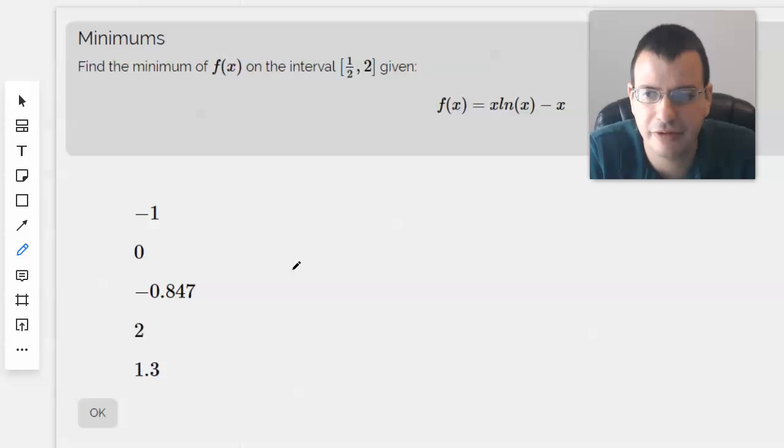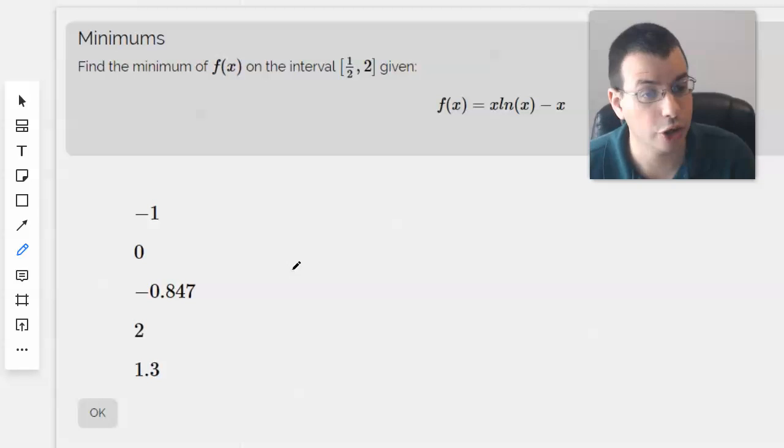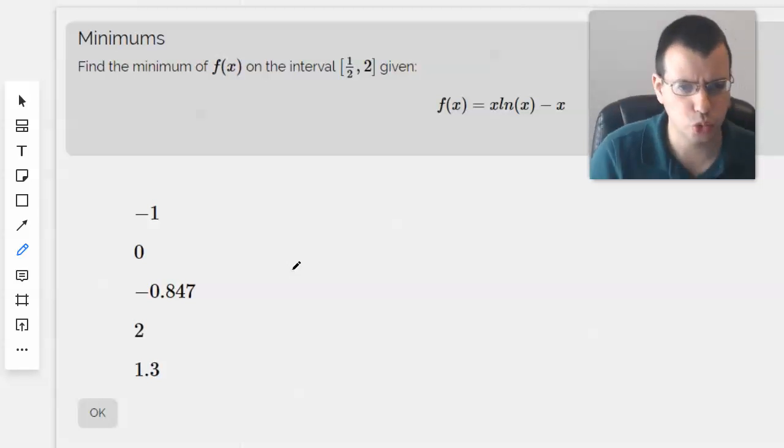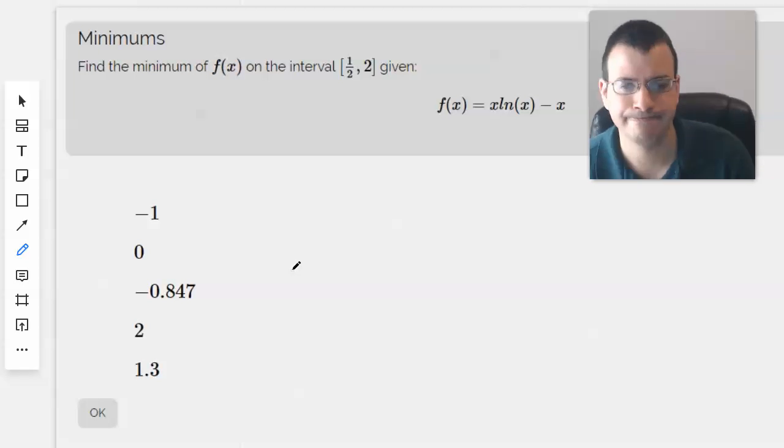Find the minimum of f of x on the interval 1/2 to 2 inclusive, given that f of x equals x ln of x minus 1.